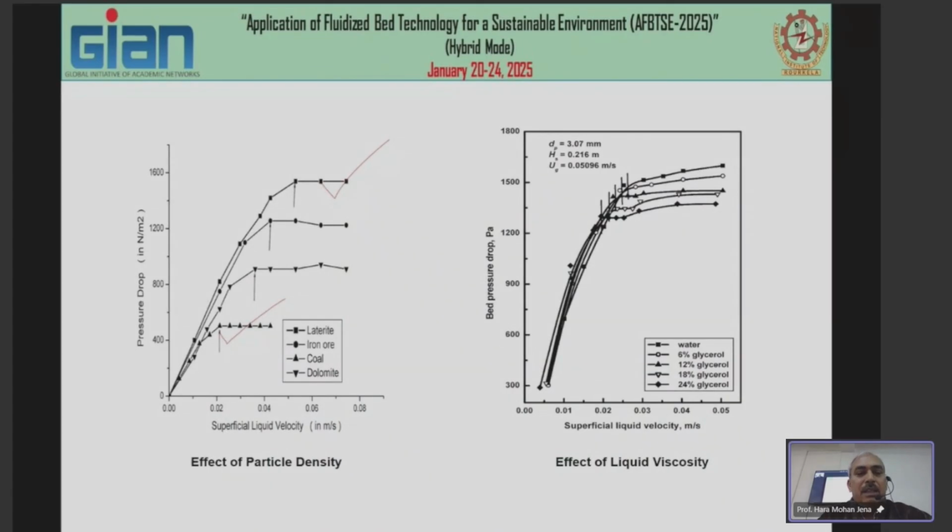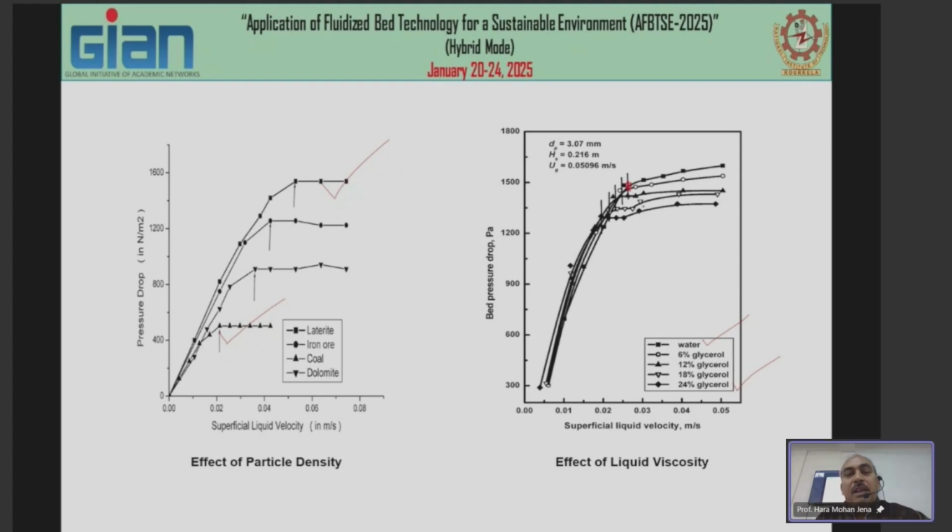Then the effect of liquid viscosity. For a viscous liquid, even at low velocity the drag is more, because the viscosity is more, so drag is more. So if the liquid viscosity is increased, here in this you see that one is water, 6% glycerol, and the glycerol percentage is varied up to 24%. The highest viscosity is for the 24% glycerol. For the water system, you see this is the minimum fluidization velocity here.